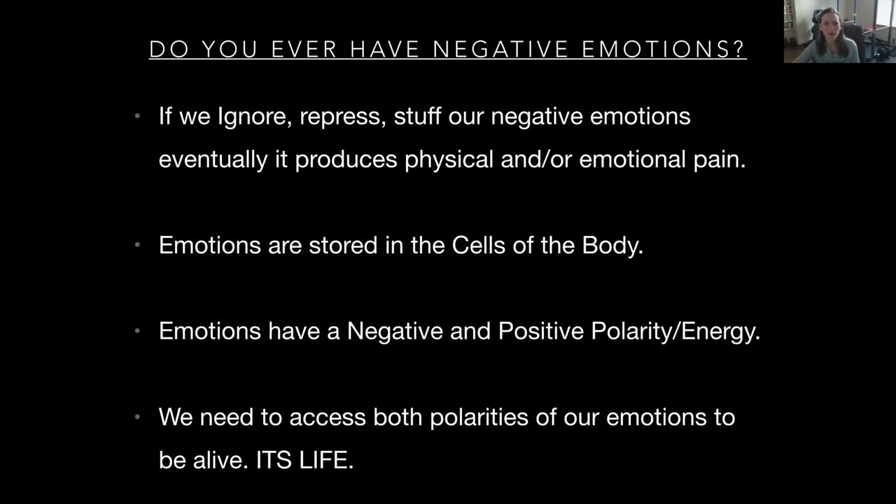So emotions are stored in the cells of our body. So that means that these things that we're feeling deep in our soul can sometimes even start to manifest down to the cellular level in our body. And all emotions either have a positive or a negative polarity. So that means things are going to emanate out of positivity or out of negativity. And we basically need to be able to access both of the polarities of our emotions to be alive. That's life. You're either going to have positive thoughts or negative thoughts. That's being a living being.